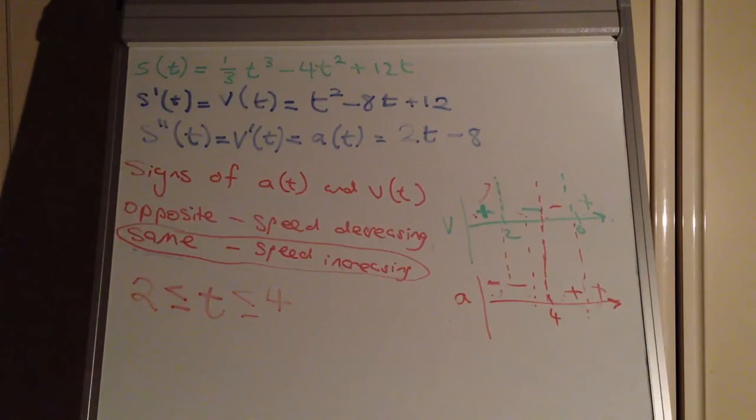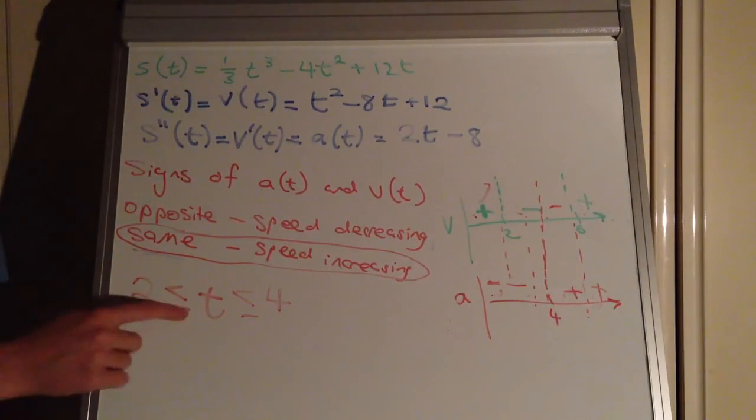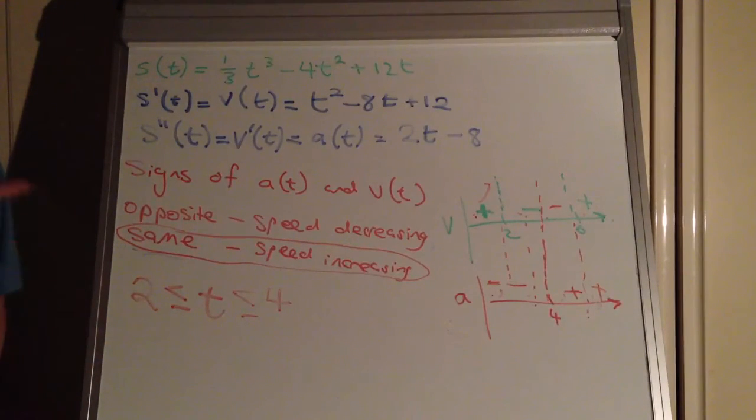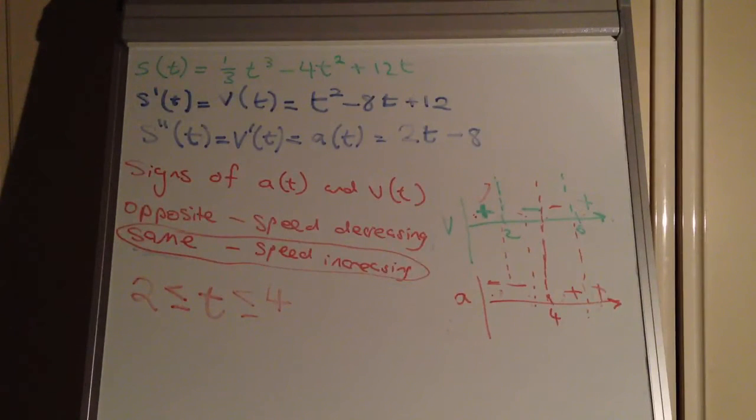Awesome, so we got 2 less than or equal to t, and then we have t less than or equal to 4. It's a range. It's between 2 and 4 where the signs are the same, where the speed is increasing. And that's in terms of seconds. So again, sort of picture that in your mind.